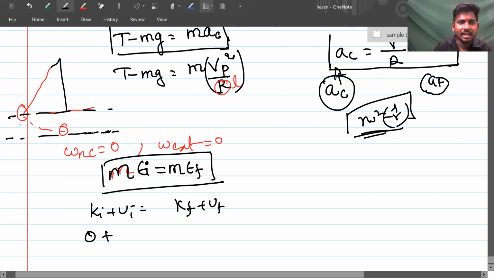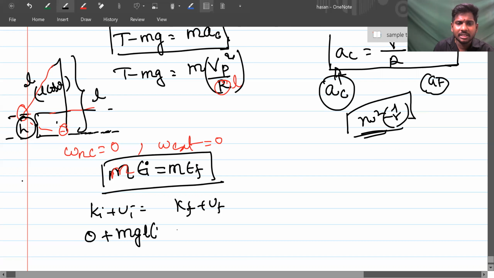Initial potential energy, if I take this as a reference line, is positive mgh. How will we get this h? If this is L, this will be L cos theta, and this will be completely L. Now this h will become the total length minus L cos theta. That is the h you will get. That means mgL into 1 minus cos theta is the initial potential energy.